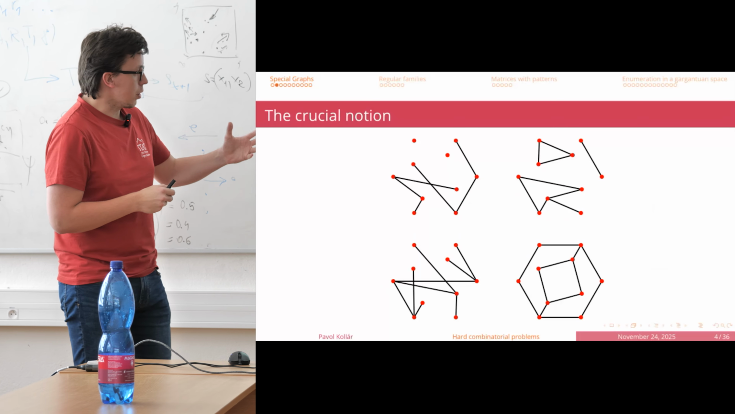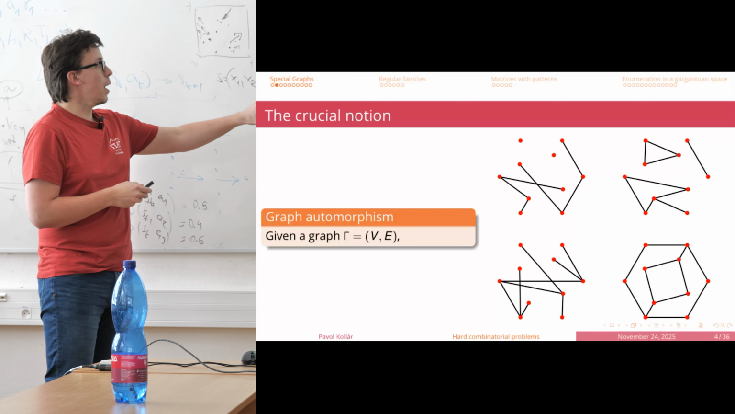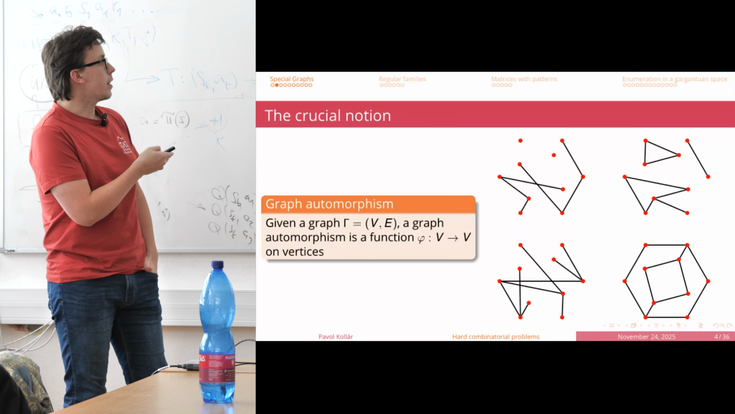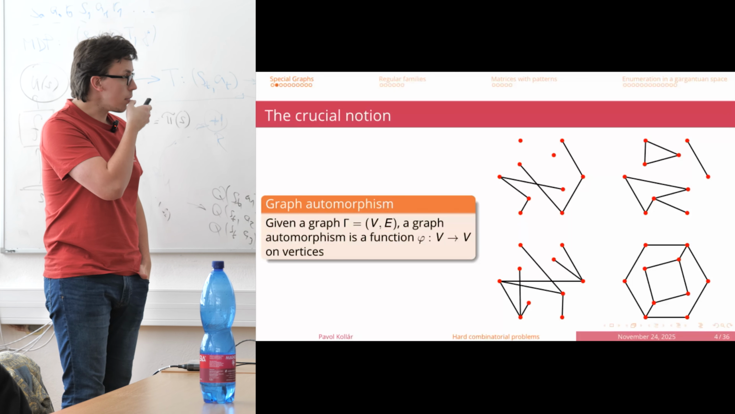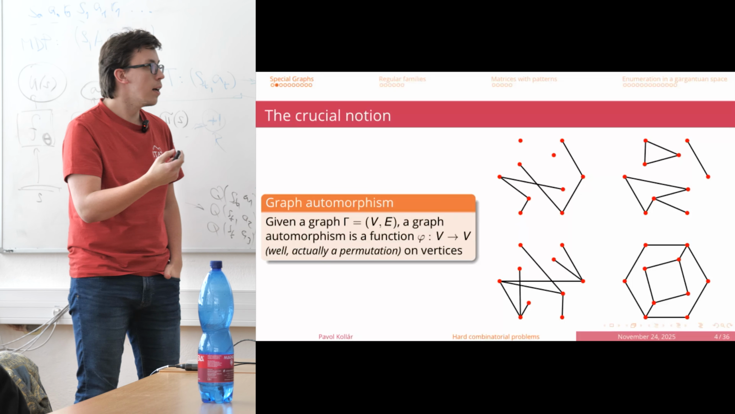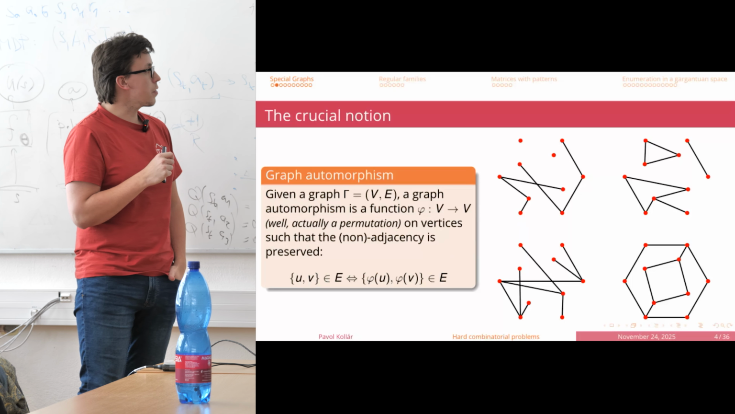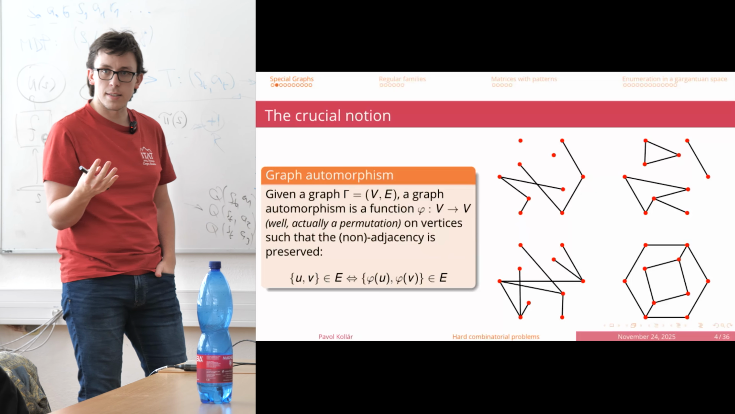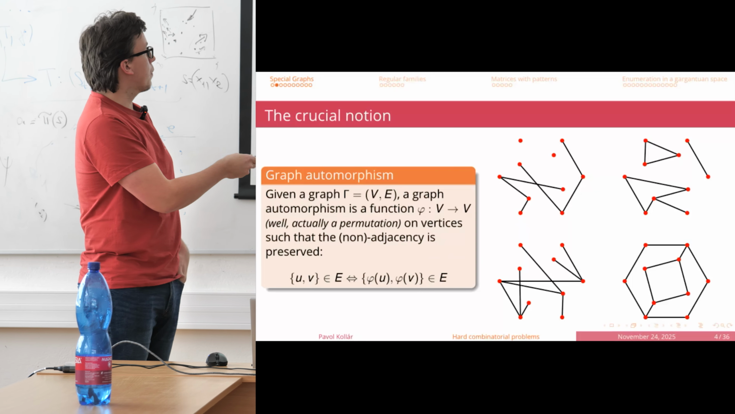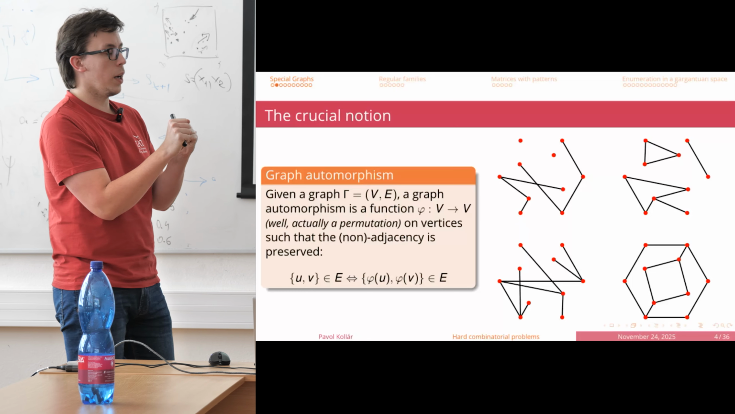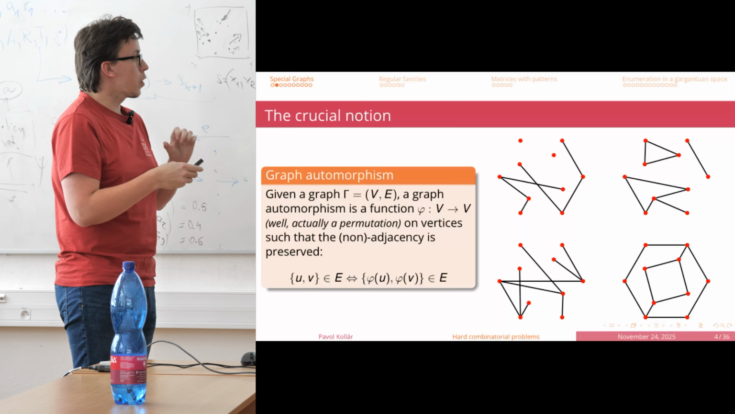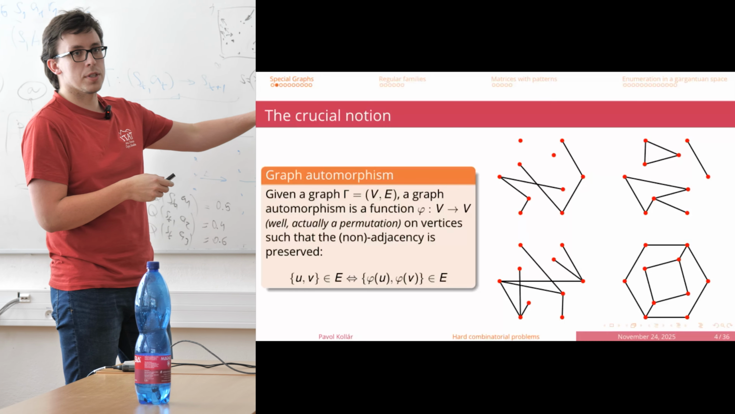And the crucial notion within these graphs will be the graph automorphism, which means that if we are given a graph, the automorphism is a function on the vertices, specifically a permutation of these vertices, such that it preserves the adjacency and non-adjacency in the graph. What this means is that if we shuffle around the vertices while keeping in mind which vertex is connected to which, the overall picture after we move the vertices should stay the same.